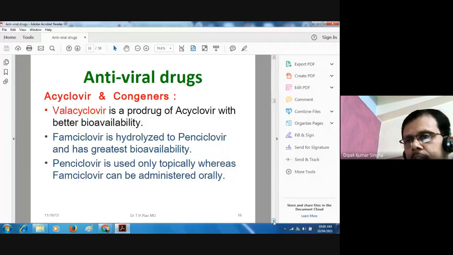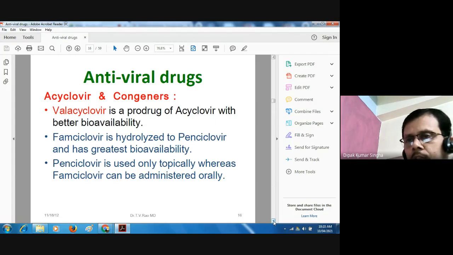The antiviral drugs like Acyclovir and congeners. Acyclovir is the prototype. Acyclovir is a very potent antiviral agent. Valacyclovir is just a prodrug of Acyclovir with a better bioavailability. Comparatively, it has better bioavailability and also fewer side effects than Acyclovir.